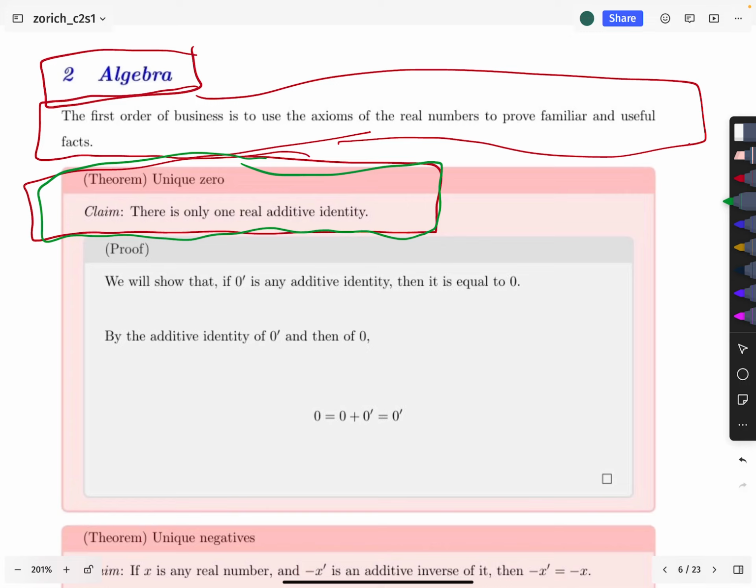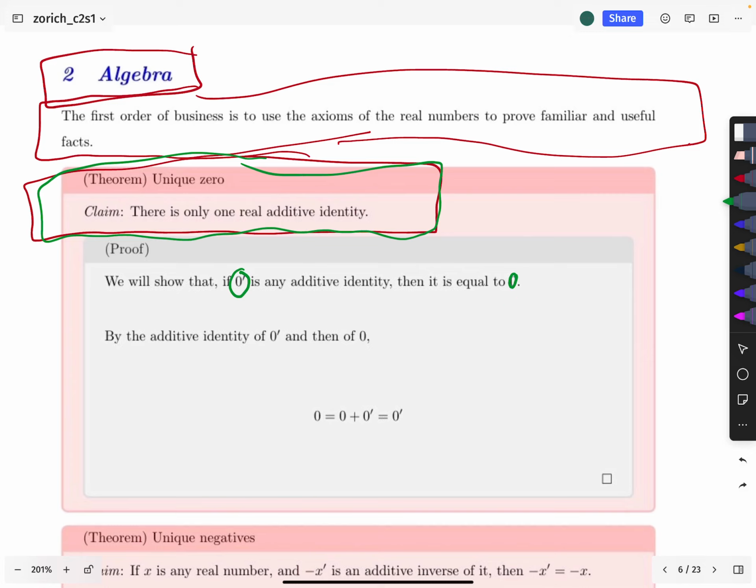Effectively, this number 0 that was introduced in the axioms, we're going to prove that there is no second additive identity. You couldn't have this other thing, I'm going to call it 0 prime. You can't have a distinct 0 prime which is also an additive identity. There has to be only one. Well, how do you prove such a thing?